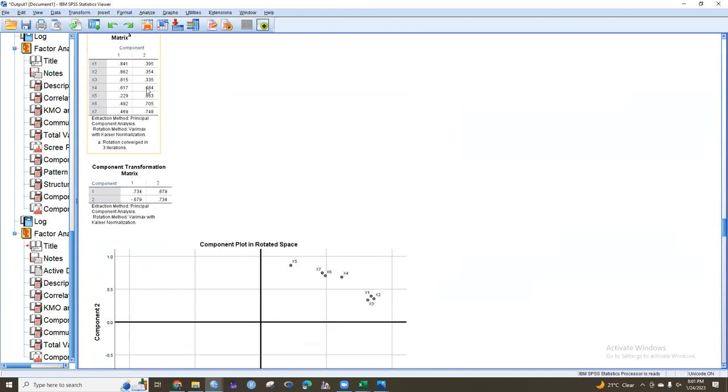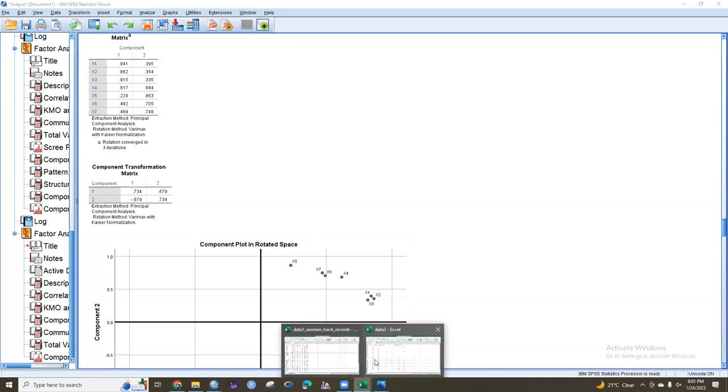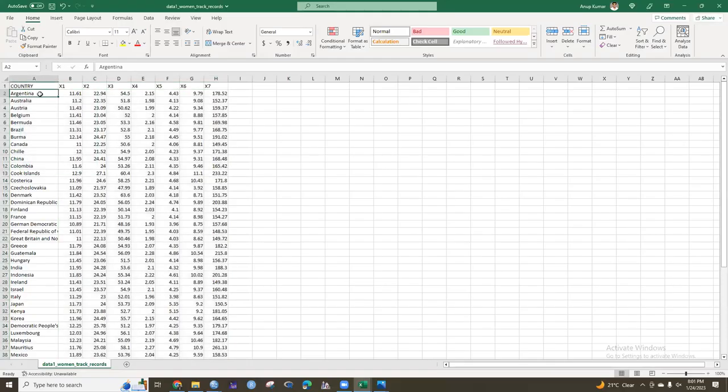Got it? Excuse me, sir. So it is the same group of people you were taking, like 100 meter short run and long distance run? My question is whether it is the same group of people, like you have taken different countries. No, ma'am. This is the track record of the Argentina woman. What is the track record of these seven kinds of events? What is the track record in Australia? What is the track record in Austria? So it is not country versus country.